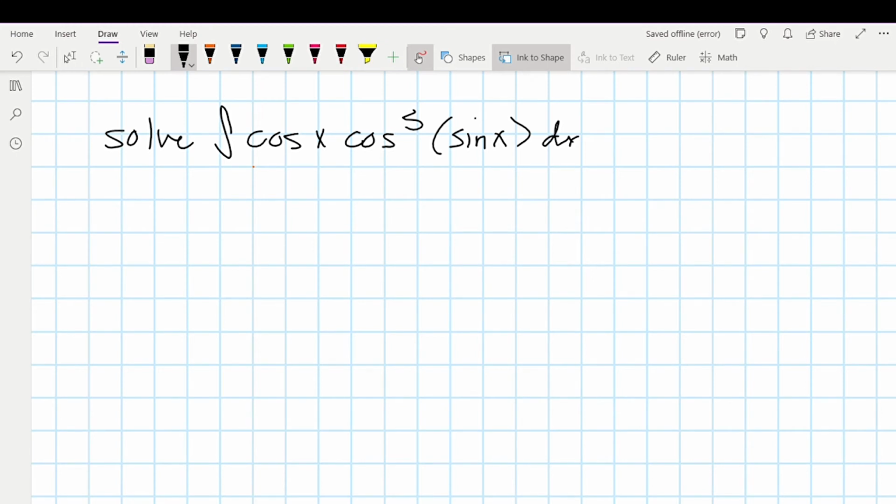Okay, so our next question is to solve the integral of cosine x times cosine to the 5th sine x dx. So just by looking at this, we know we can't go ahead and integrate because this part is together and it's being multiplied by this part. So what we can do is try to choose an integration method. So going through them, I think we can try a u-substitution. And we can have our sine x as our u, and our du will be cosine x.